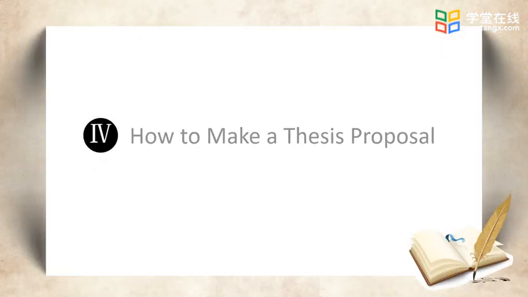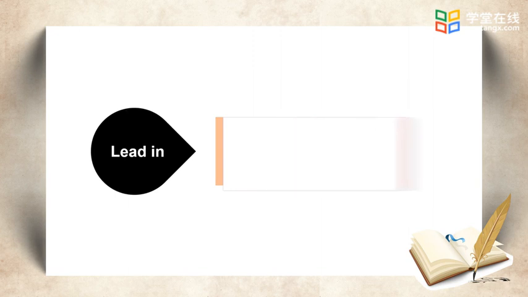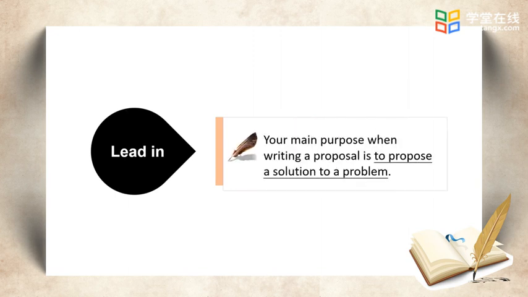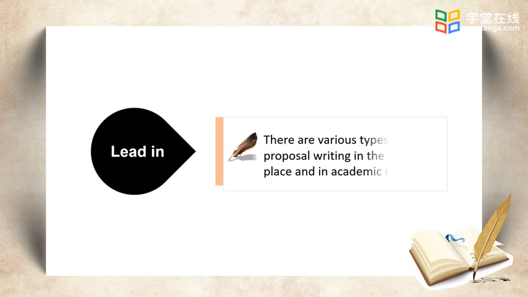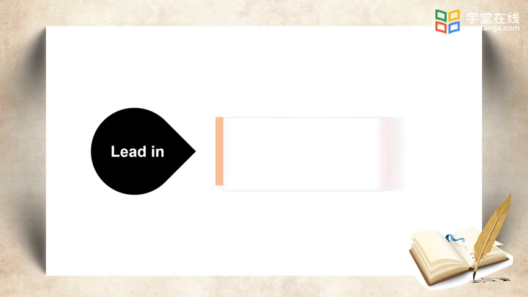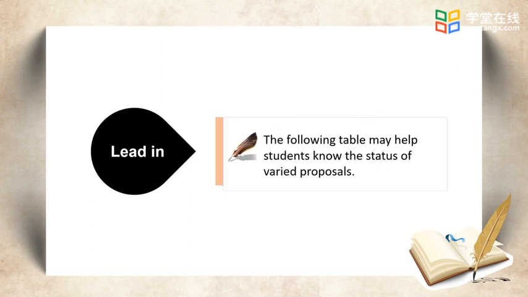Chapter 4. How to make a thesis proposal. Lead in. Your main purpose when writing a proposal is to propose a solution to a problem. There are various types of proposal writing in the workplace and in academic circles. The following table may help students know the status of varied proposals.